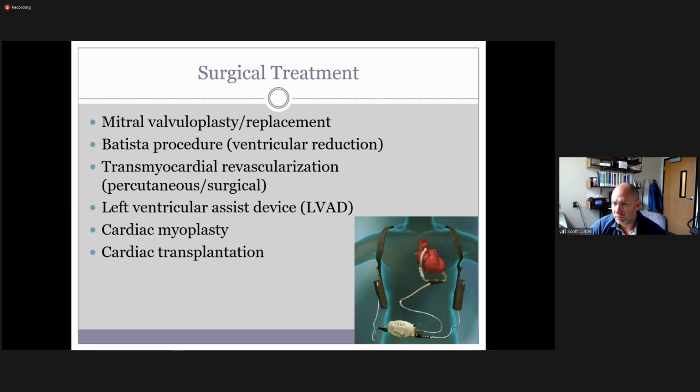The Batista procedure is a ventricular reduction. So they actually go in, they can cut out part of the wall and sew it back together, gathering it together so that we don't have that big balloony shaped heart, and we can restructure that. Transmyocardial revascularization. So they've got the percutaneous or surgical, just revascularizing.